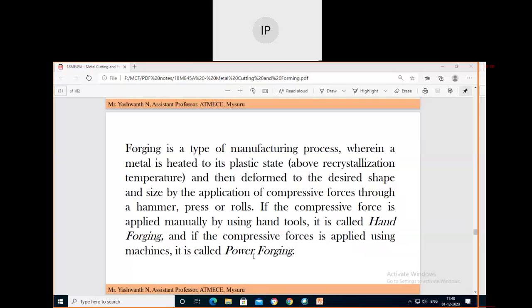What is a blacksmith? The blacksmith is a person who creates objects by forging metal. Usually they use iron or steel with hand tools like hammer, anvil, and chisel.